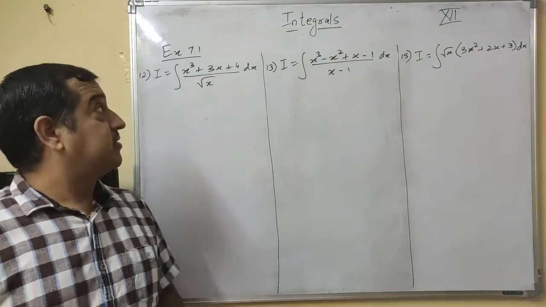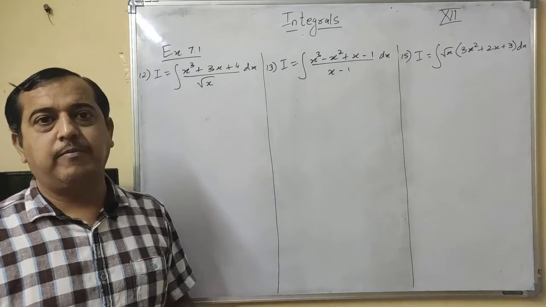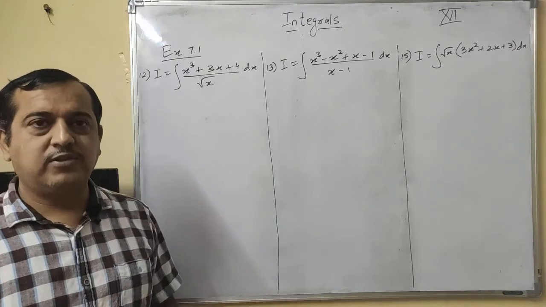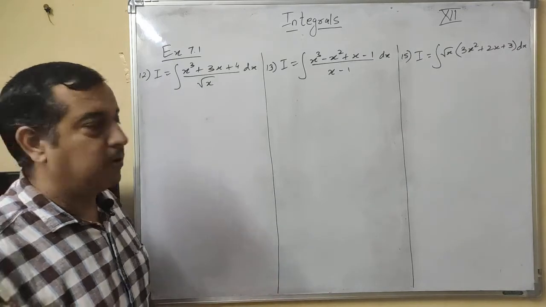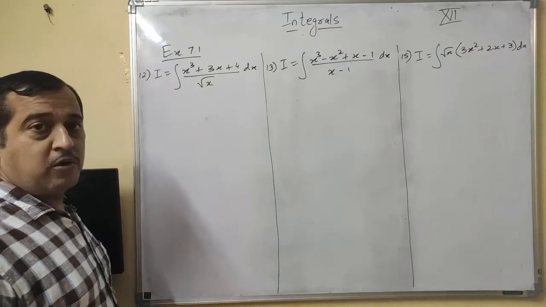Proceeding further in the same exercise 7.1, we come to now these three problems. I am taking problems in between. You just see and try the remaining problems. Now this one, I is equal to integral x cube plus 3x plus 4 upon root x.